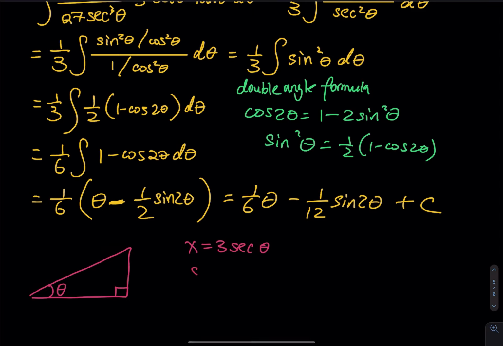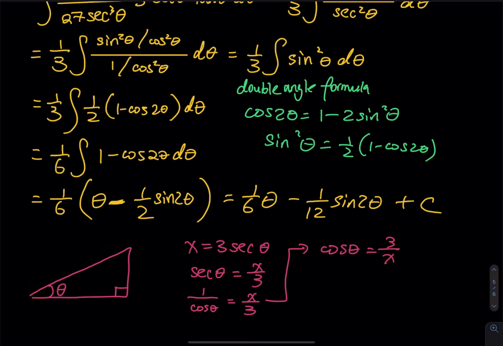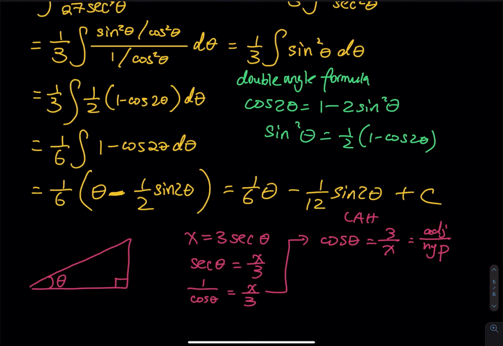That is secant theta equals x divided by 3, and secant is 1 over cosine. If you take the reciprocal on both sides, cosine theta equals 3 divided by x. According to right triangle trigonometry, SOH CAH TOA, cosine is adjacent divided by hypotenuse. So adjacent is equal to 3, and hypotenuse is equal to x.